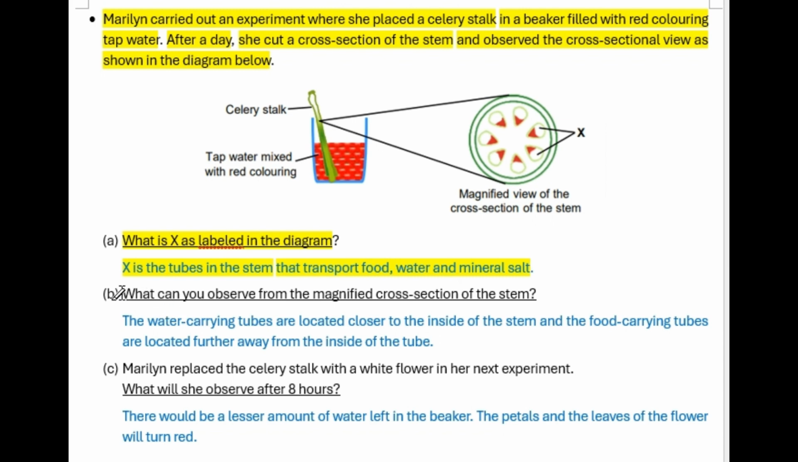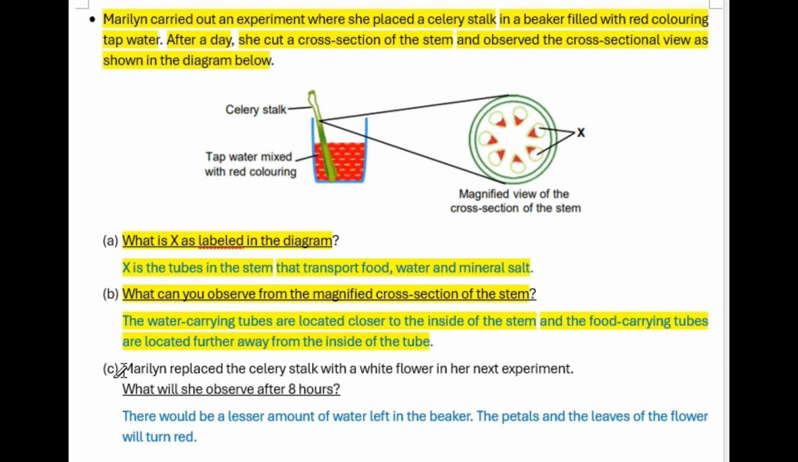B. What can you observe from the magnified cross-section of the stem? The water-carrying tubes are located closer to the inside of the stem and the food-carrying tubes are located further away from the inside of the stem.